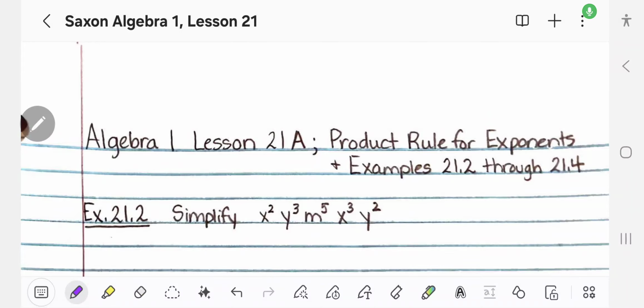This is Algebra 1, Lesson 21A, the product rule for exponents. We're going to be doing examples 21-2 through example 21-4. Here's example 21-2. Let's simplify.